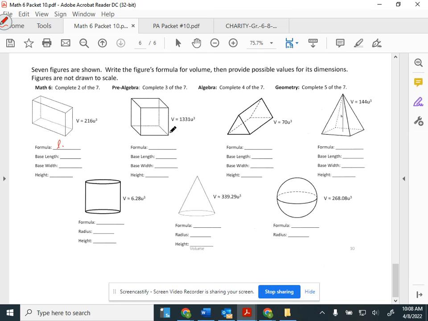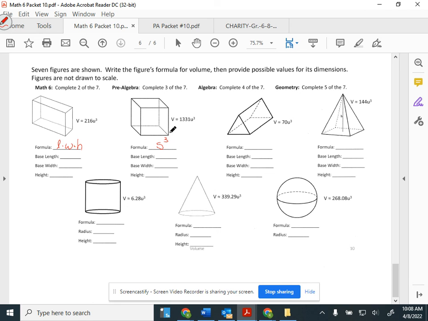For a rectangular prism, it's length times width times height. For our cube, it is the side cubed. Remember, that is the same number for the length as for the width, as for the height. Multiply that number 3 times. Remember the last time it was 27. 3 times 3 times 3 got us 27. Find what number, when you multiply it by itself 3 times, gets us 1,331.